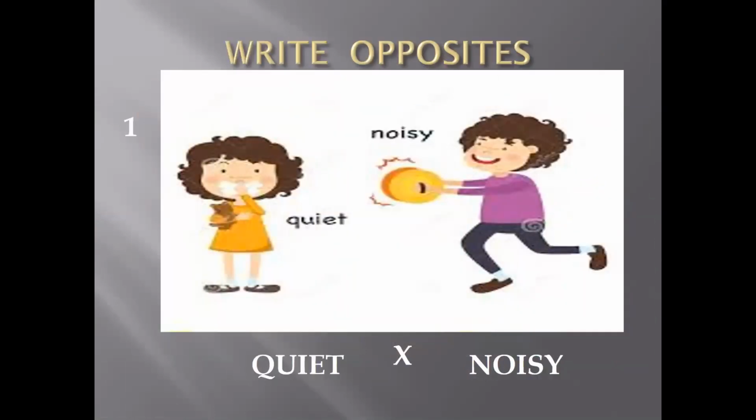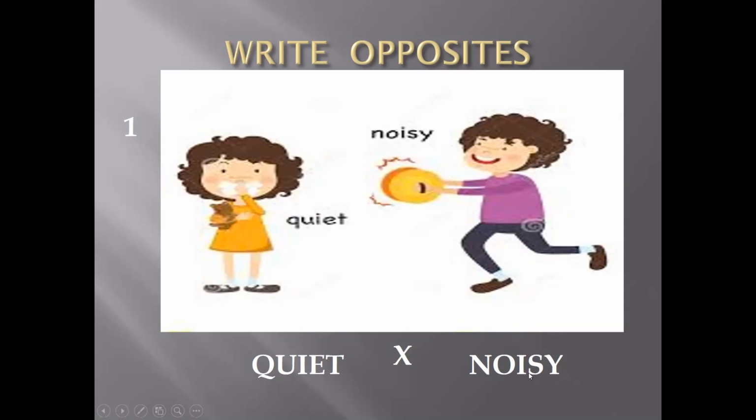Now we are going to learn opposites. Noisy, quiet. See, quiet, noisy. I say, come, go. Up, down. Small, big. Easy, difficult. All these are opposites. Did you understand? Come, go. Up, down. In, out. All these are opposites. Here, quiet. All are very silent. All are very quiet. There is no noise. But the outside is very, very noisy.